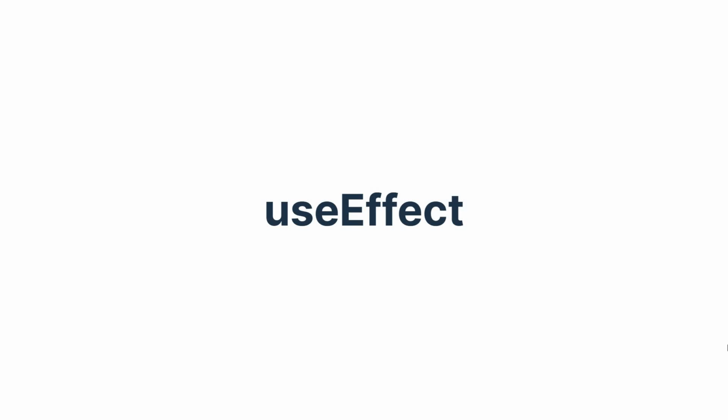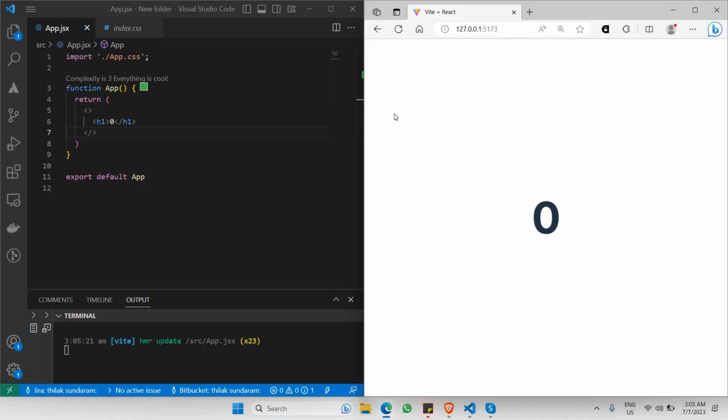So let's get started. Now, useEffect is mainly used to control rendering. Whenever a particular event or value changes, it should trigger a particular function or task. So let me give you a simple example right here.